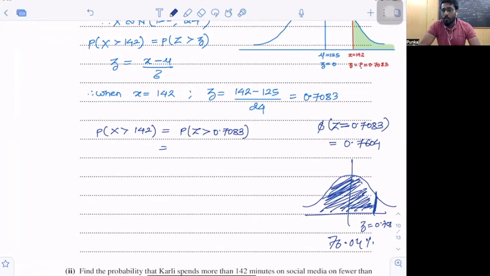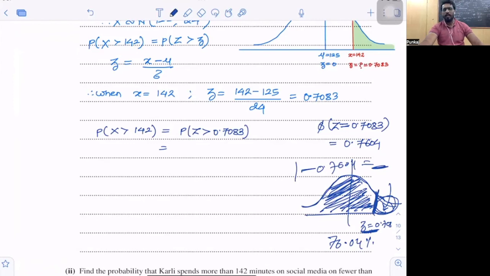But is that the question that is asked? The question is not asked for Z less than 0.7083. We are required to find this part of the area under the curve, right? So it's going to be 1 minus this value, since the total area under the curve is 1. So if I do 1 minus 0.7604, whatever answer comes, that's the area under the curve when Z is greater than 0.7083.